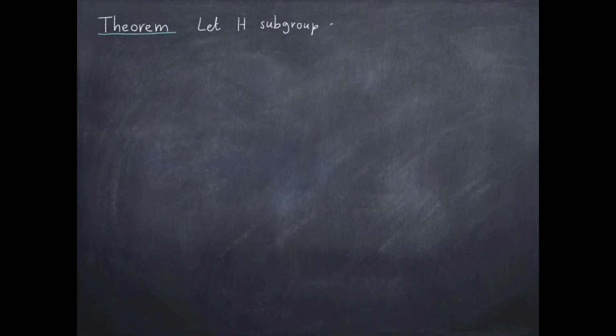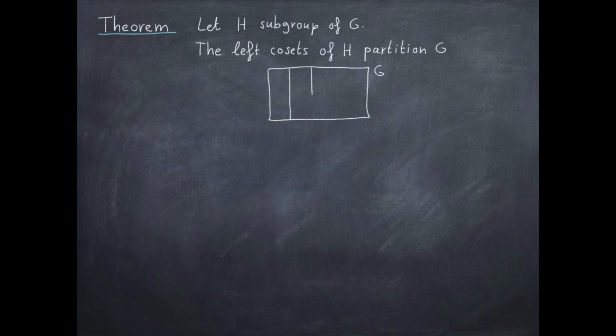In the examples, we notice some interesting properties of the left cosets of H. We will now set out to prove some of these properties in general. In the next theorem, we'll prove that the left cosets of H partition G. In other words, every element of G occurs in exactly one left coset of H.